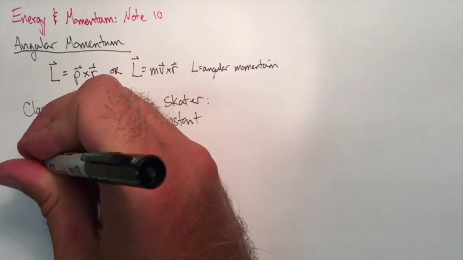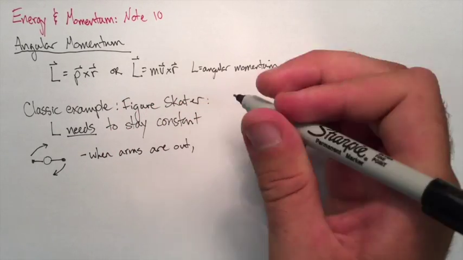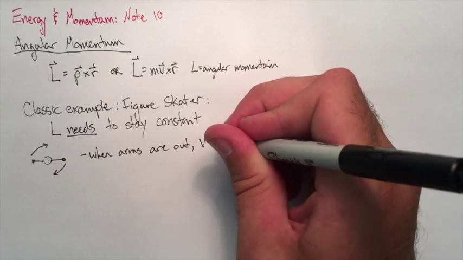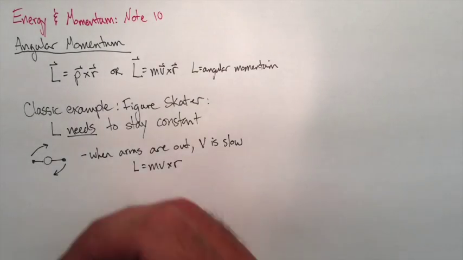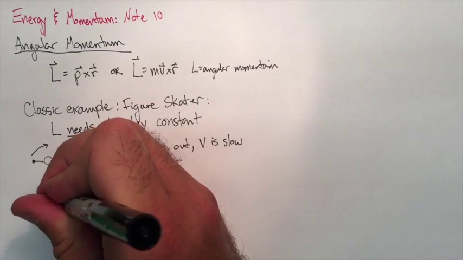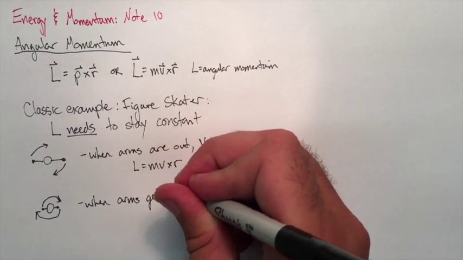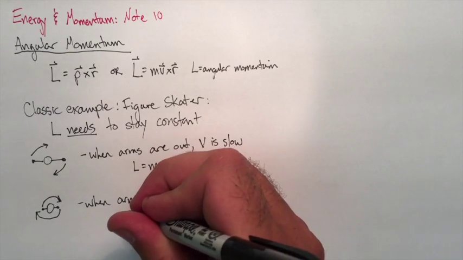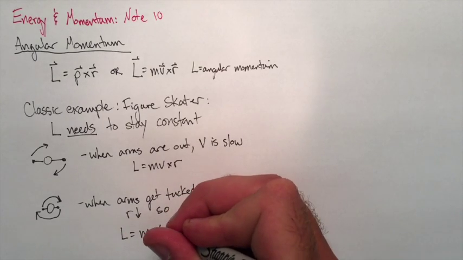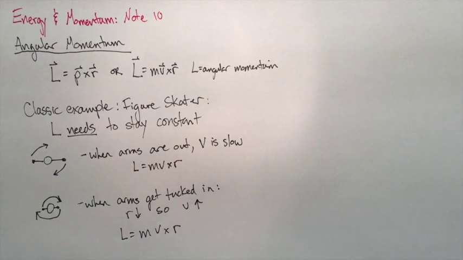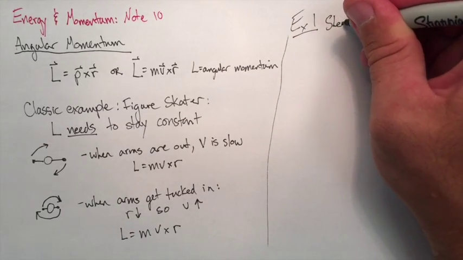So if L holds constant, if we look at a figure skater with her arms out, this is a fairly big radius. She's going to spin around with a smaller velocity. Once she pulls her arms in, she's effectively reducing the radius, but angular momentum is conserved. So if we're going to calculate the same value for L, and if r goes down, something else has to increase to compensate. Here, the velocity will increase to make sure we get the same value of angular momentum. And this is what we see at the Olympics. When a figure skater pulls her arms in, she spins a lot faster. It's basically conservation of angular momentum.